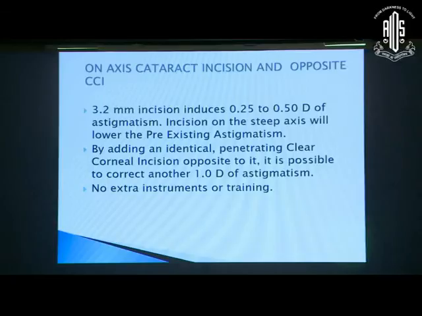Now, a word about the on-axis cataract incision and the opposite clear corneal incision. A 3.2 millimeter incision induces 0.25 to 0.5 diopter of astigmatism. An incision on the steep axis will lower the pre-existing astigmatism by this amount. By adding an identical penetrating clear corneal incision opposite to it, it is possible to correct another 1 diopter of astigmatism, and this needs no extra instrumentation.